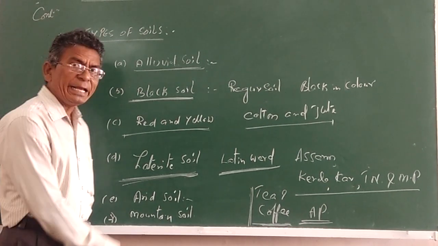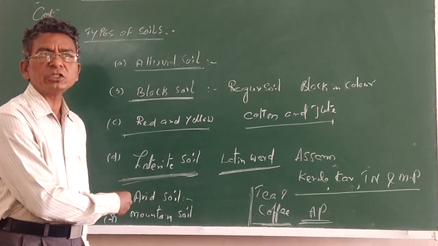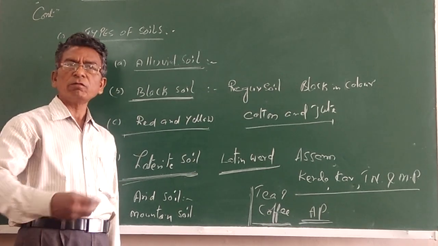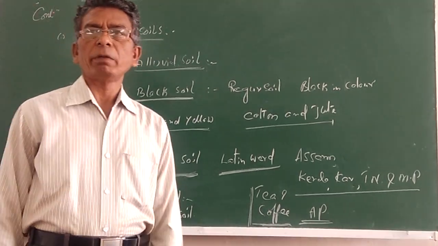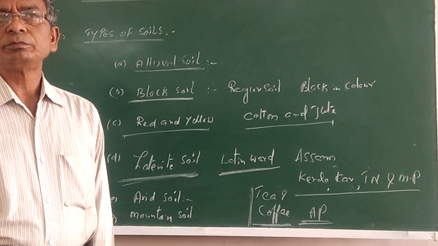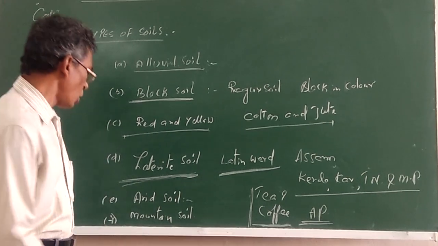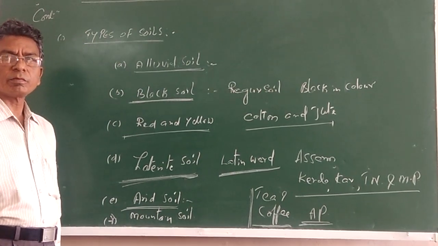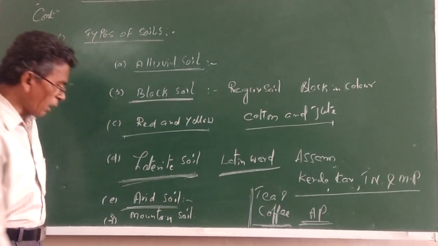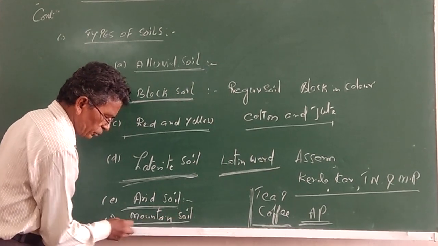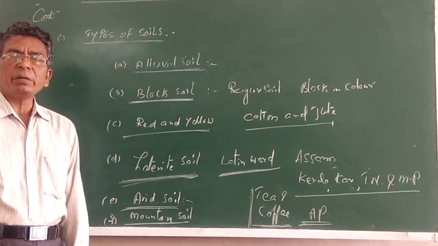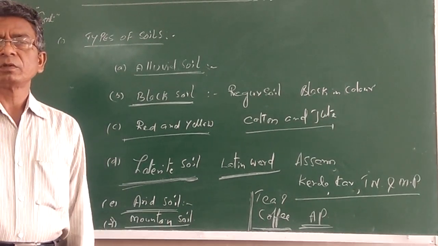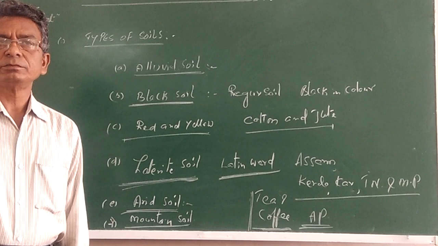Due to dry regions, these soils can be identified. Even salt will be obtained by evaporation of water. So these soils normally can be identified in dry regions. And the last one is mountain soil. These soils can be identified in the higher altitudes, in the higher elevations.